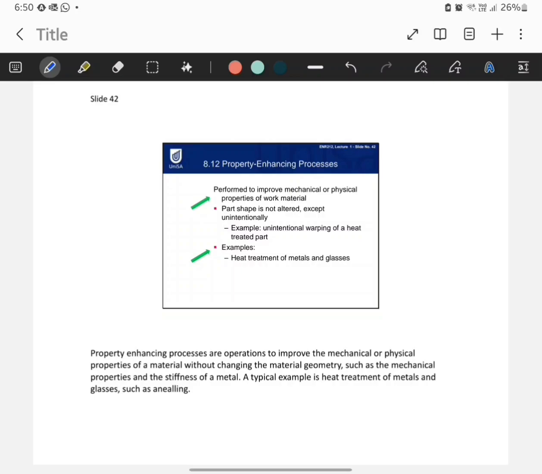How? By heat treatment. Heat treatment is a common example used for metals and glasses to enhance properties like hardness, durability, and toughness. Sometimes this can lead to minor unintentional changes like warping in the heat treated material. Let us move to the next slide.